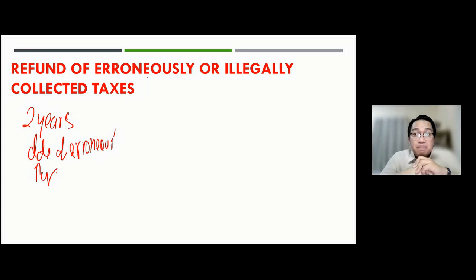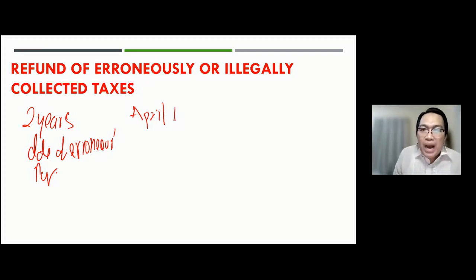Regular corporate income tax. Di ba nagbabayad ka ng first quarter, second quarter, third quarter? Oh. Kung may erroneous payment ka doon, kailan mo i-count? Di on the last payment. That is the 2-year period. Okay? Now, assuming. Yan, assuming.